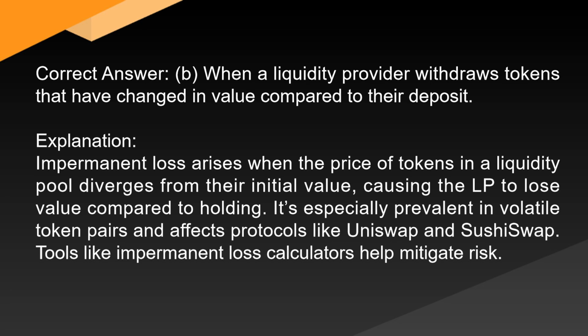Explanation. Impermanent loss arises when the price of tokens in a liquidity pool diverges from their initial value, causing the LP to lose value compared to holding. It's especially prevalent in volatile token pairs and affects protocols like Uniswap and SushiSwap. Tools like impermanent loss calculators help mitigate risk.